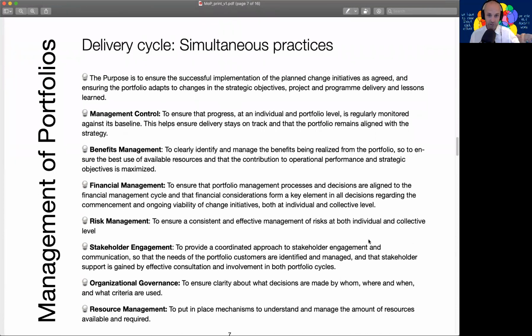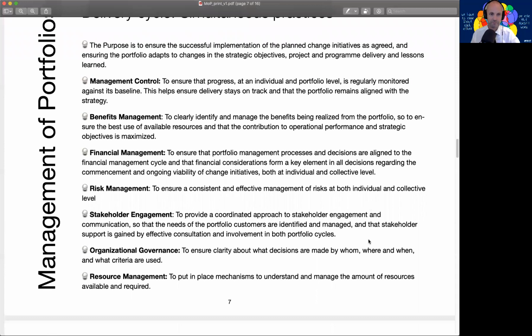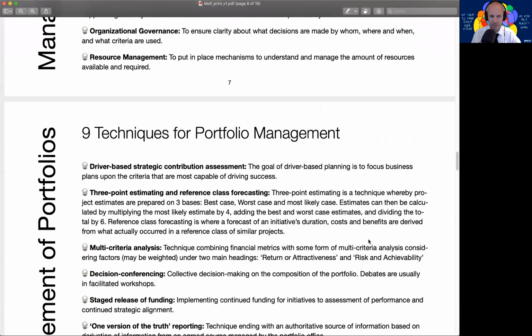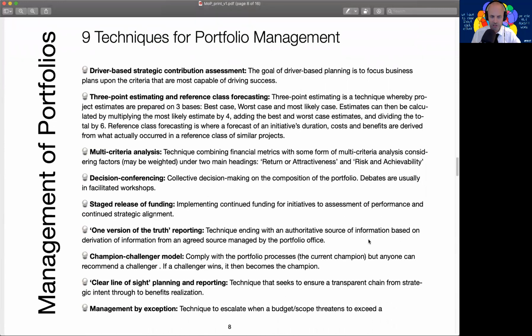They are all happening right now. And that's the fun thing about it: how can portfolio management tap into these? There's 9 different techniques for portfolio management. These techniques are used across all of the practices. There's 5 practices in the definition cycle. There's 7 practices in the delivery cycle. And here's 9 different techniques that are used all across the place.